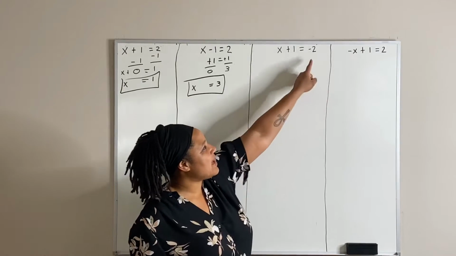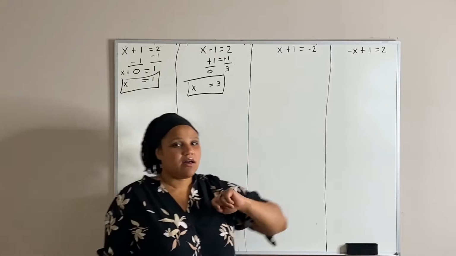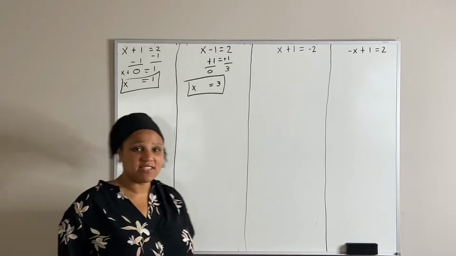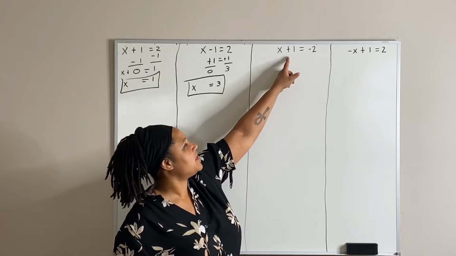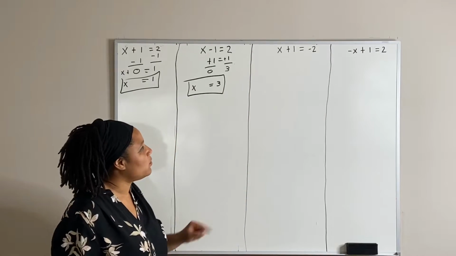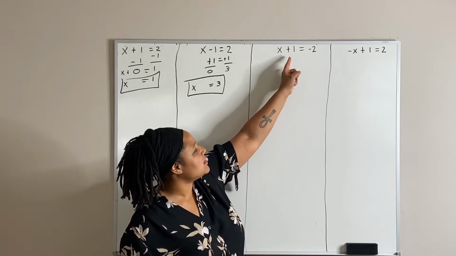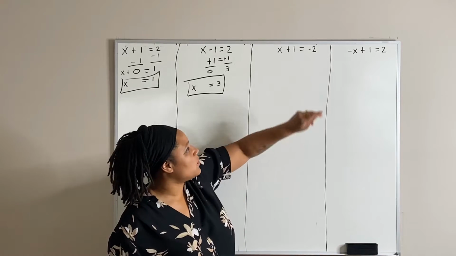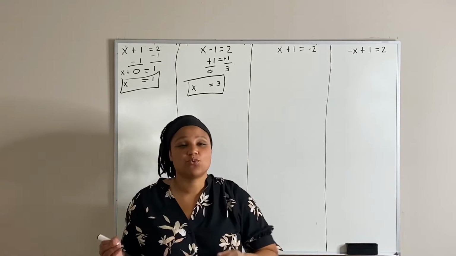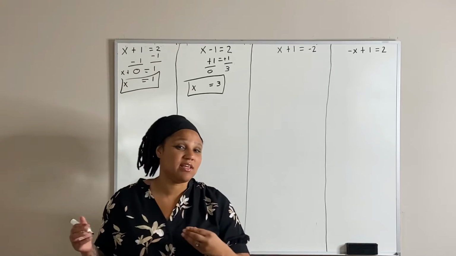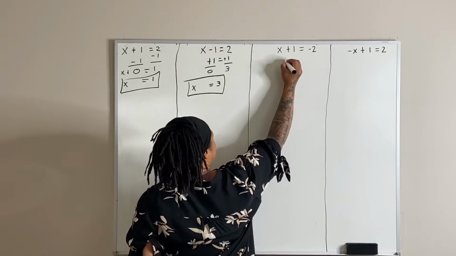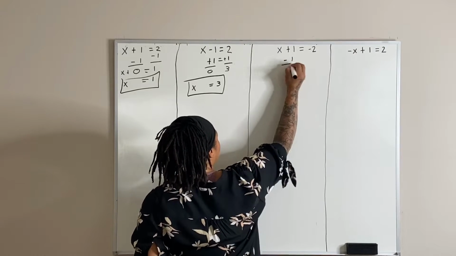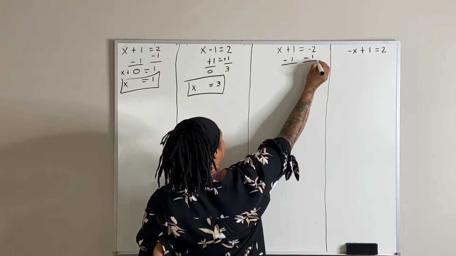This time we have a negative sign on the right side of the equation, but still we have a plus sign. We're dealing with an operation of a plus sign when it comes to the side of the equation where we have the variable, which is x. So the opposite of 1 again is minus 1. So we are subtracting 1 from both sides.